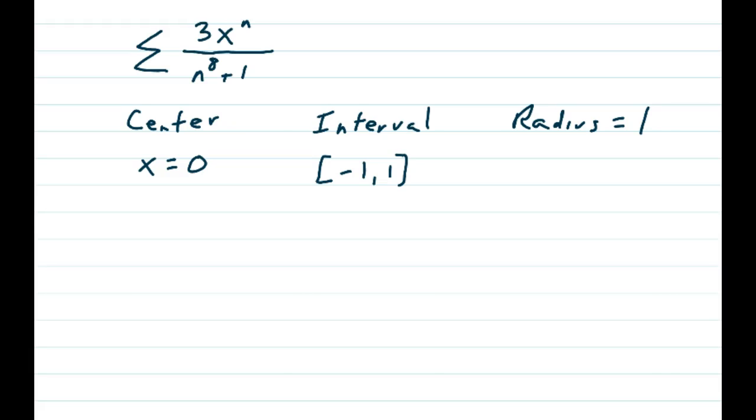So finally, the power series, 3x to the n over n to the 8th plus 1, has a center at x equals 0. It converges over the interval from -1 to 1, including both endpoints, and your radius is 1, because you're moving one space to the left and one space to the right of the center to get convergence.